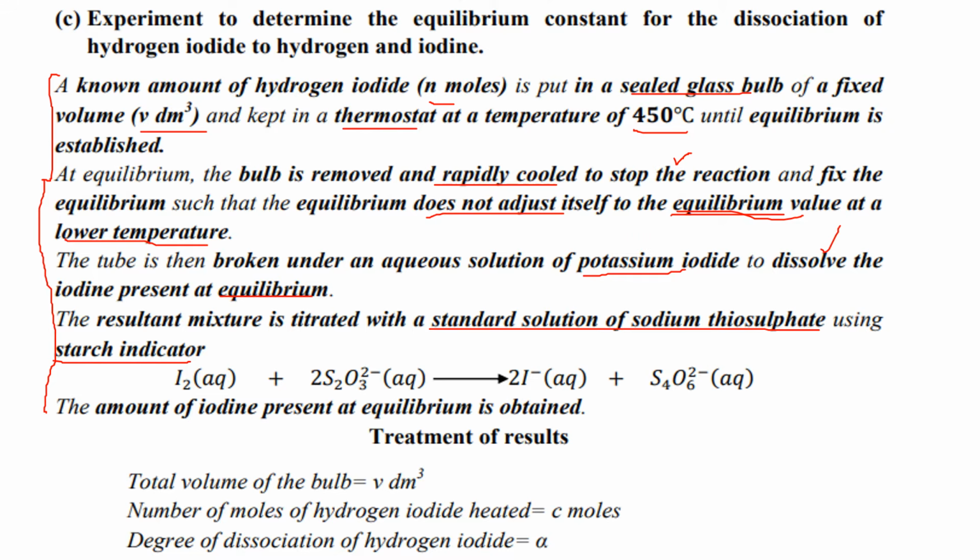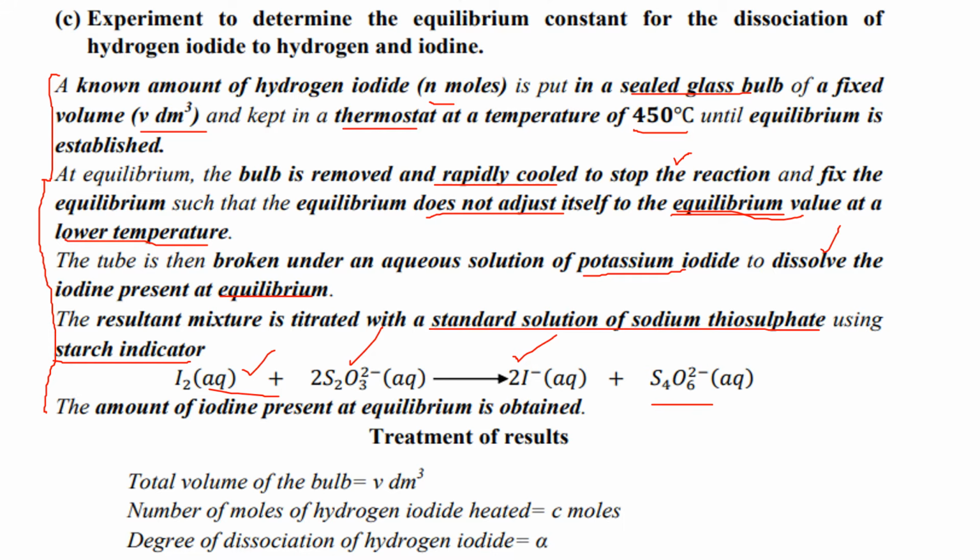So aqueous iodine is going to react with sodium thiosulfate to form iodide ions and a complex. And they're saying that the amount of iodine present at equilibrium is determined using quantitative chemistry knowledge from this equation. So let's treat our results. On treatment of results, the total volume of the bulb, we are going to let it be V decimeters cubed.